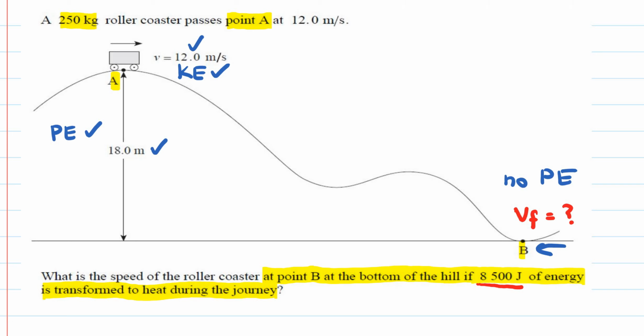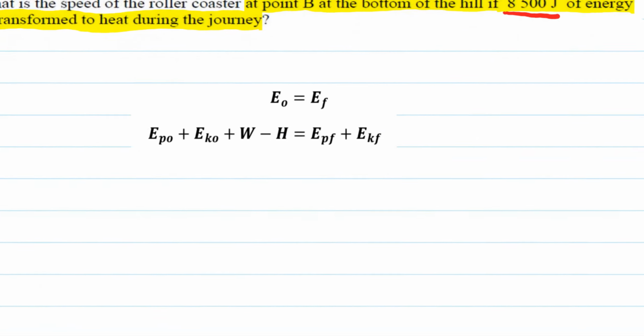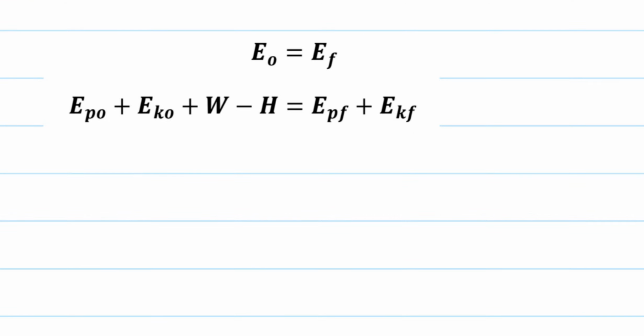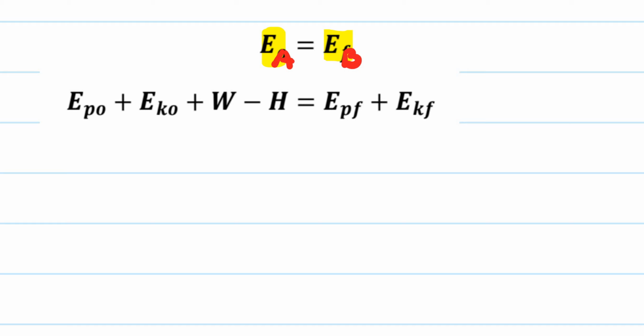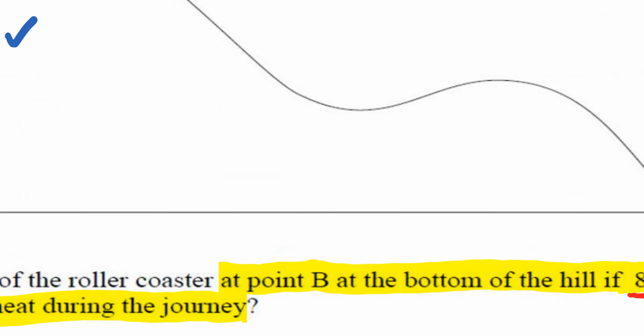Okay, so that's how we can analyze the diagram right here by looking at the numbers. And then we can go into the work energy theorem, which states that energy is conserved. So the energy at the beginning is equal to the energy at the end. And the letter that we're using for the beginning is the letter A, and we're also using letter B to represent the very end.